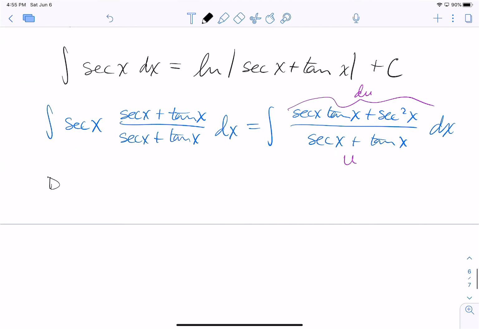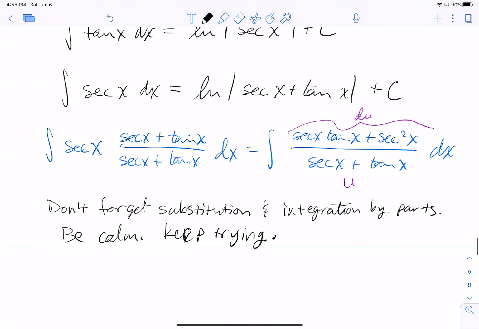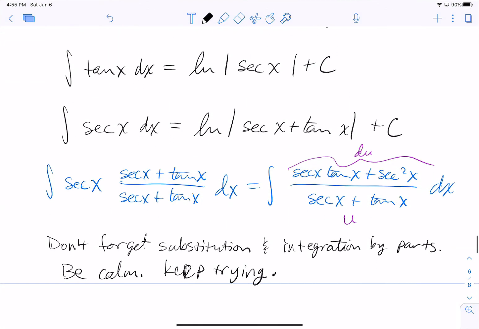Finally, don't forget substitution and integration by parts. Be calm. Keep trying. It's not always the case that the first thing that you try is the correct thing, but with practice, you start to make some connections, and then things become a bit easier.